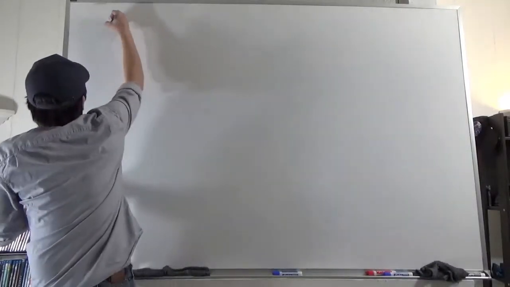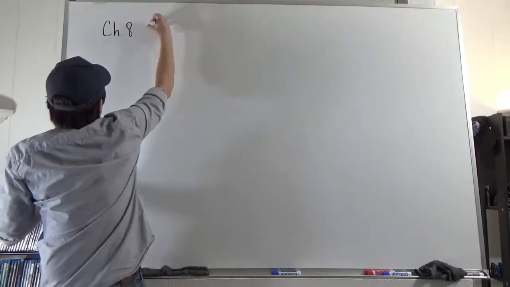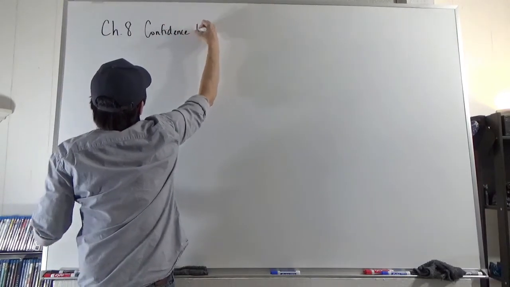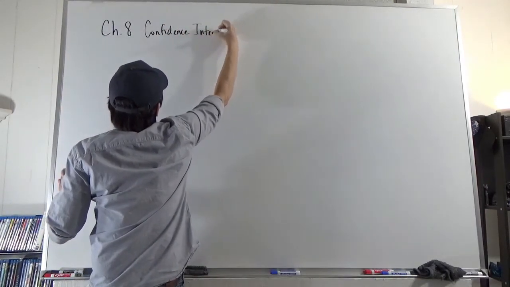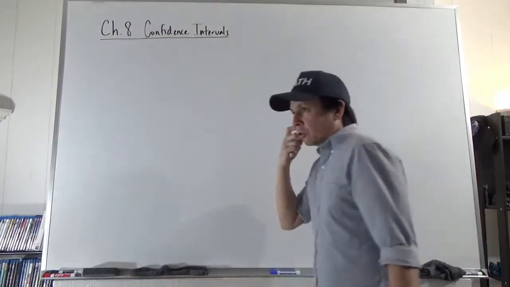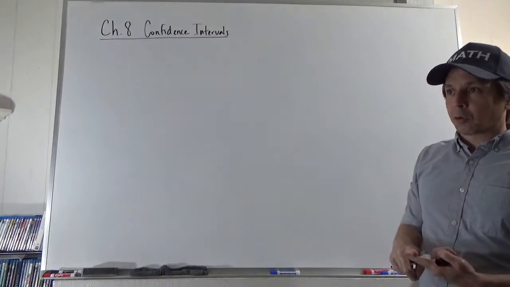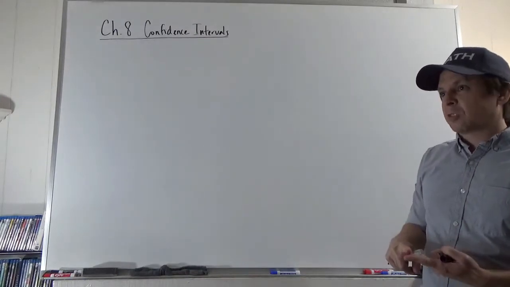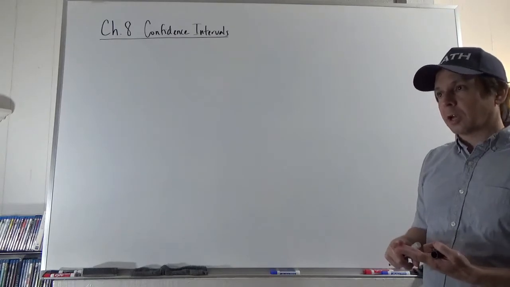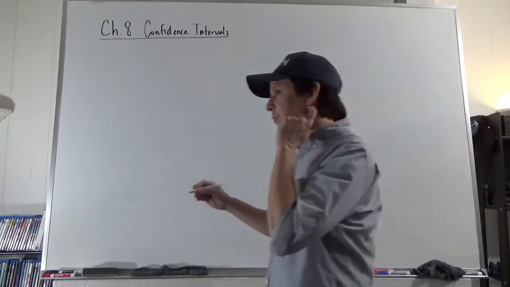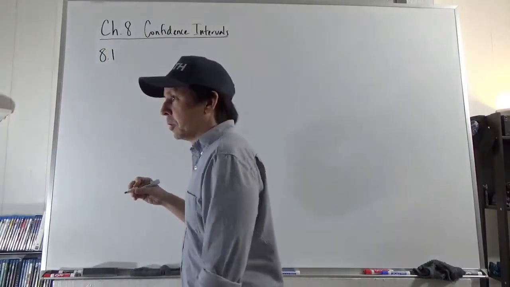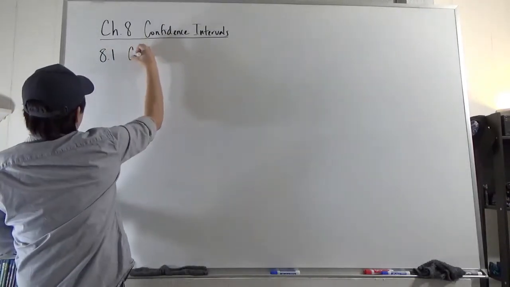Okay, we're starting chapter 8 now. Chapter 8 is on what are called confidence intervals. And just like chapter 7 was broken down into one for proportions and one for means, same thing here. There's going to be a section on confidence intervals for proportions and a confidence interval for means. 8.1, we're going to start with a confidence interval for the population proportion. So we're going to do proportions first.